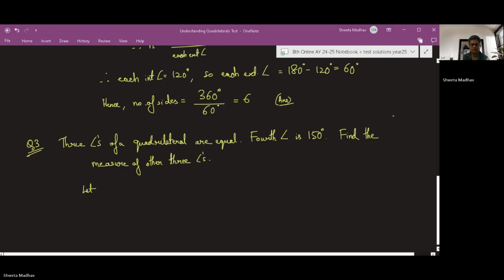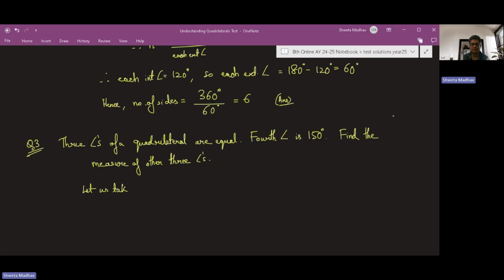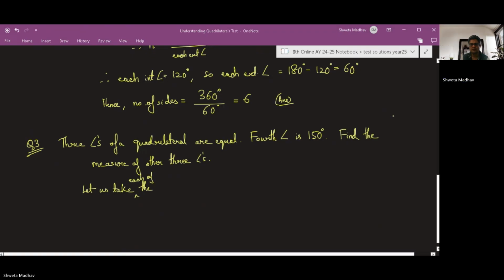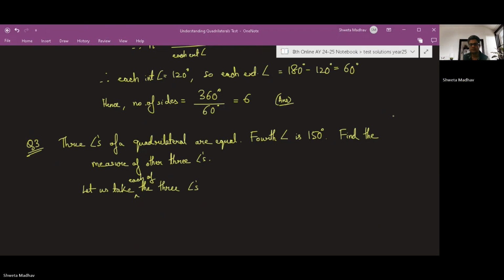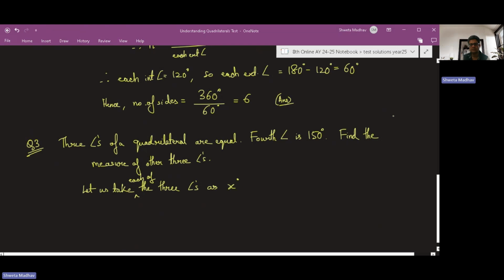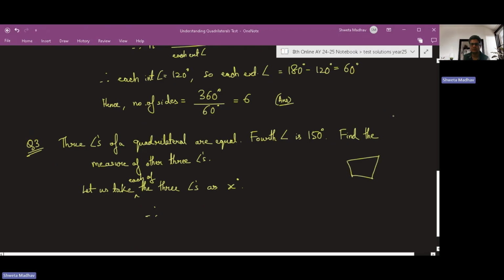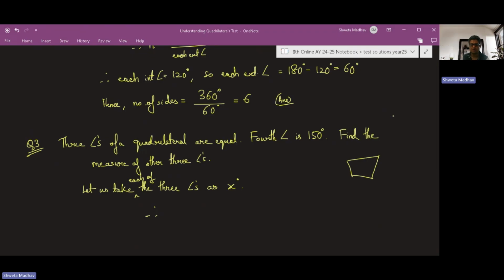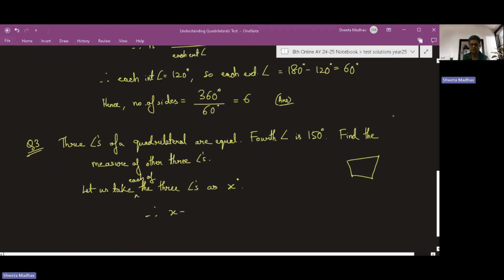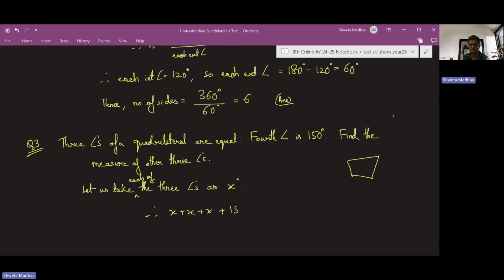So let us take each of the other 3 angles as x degrees, since it is told that the other 3 angles of the quadrilateral are equal. We know that there are 4 angles in any quadrilateral, and the sum of all the 4 angles is always 360 degrees. So x plus x plus x plus 150, which is the 4th angle, will be equal to 360 degrees.